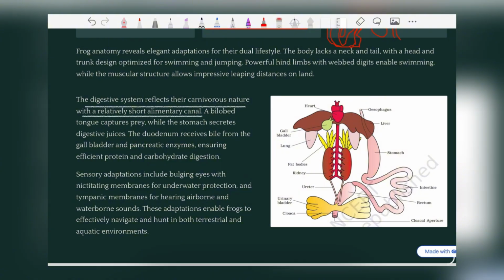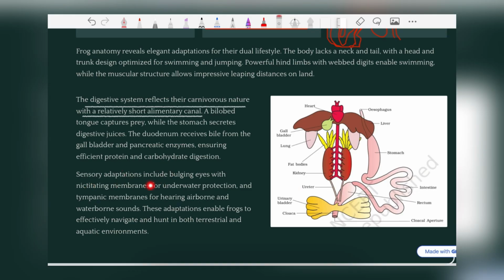A bilobed tongue captures prey while the stomach secretes digestive juices. The duodenum receives bile from the gallbladder and pancreatic enzymes, ensuring efficient protein and carbohydrate digestion.